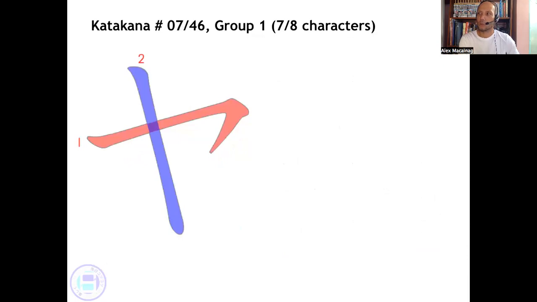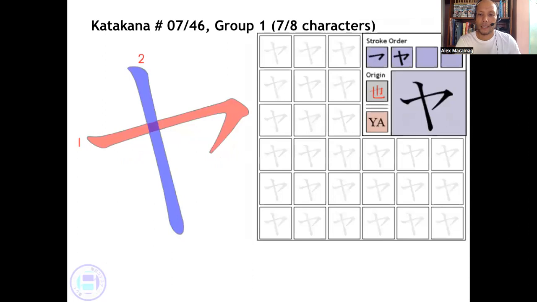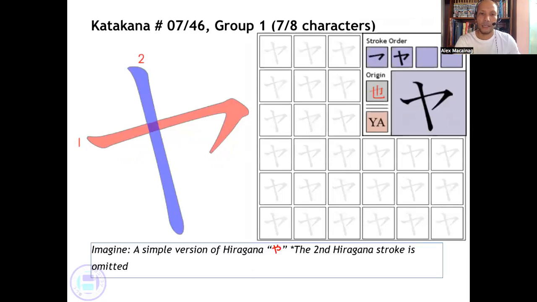Number 7, sozo shite kudasai. Please use your imagination. What do you see? Does this remind you of any hiragana character? Is this a simplified version of any hiragana character? Sou desu ne. So this is katakana.